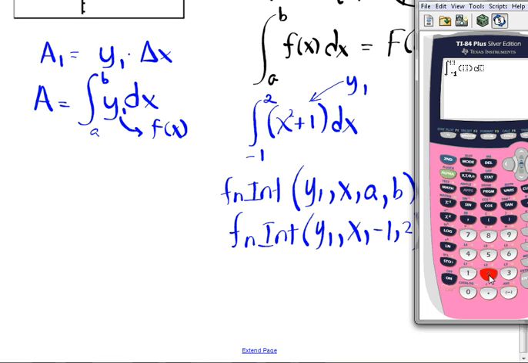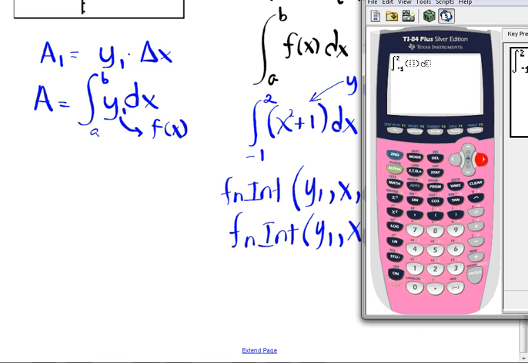And that's 2. The Inspire works a little different, just a little. And then that's going to be y1. Now, remember how to get y1? It's the Y-variables, Function. Girls, you're the ones asking about this. And then I have to arrow over and put in dx. And that looks just like my generic problem.